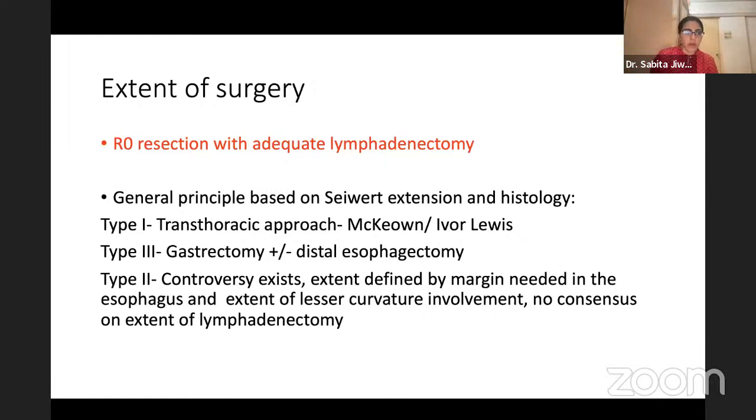For type 3 tumors, you may not have adequate stomach to take it up into the chest or into the neck. So most of the time these patients end up undergoing a total gastrectomy, and sometimes you have to take the distal esophagus also. Type 2 is the place where the controversy exists, where we need margins on both sides. We need a conduit to reconstruct, and we don't know which stations of lymph nodes should actually be removed.